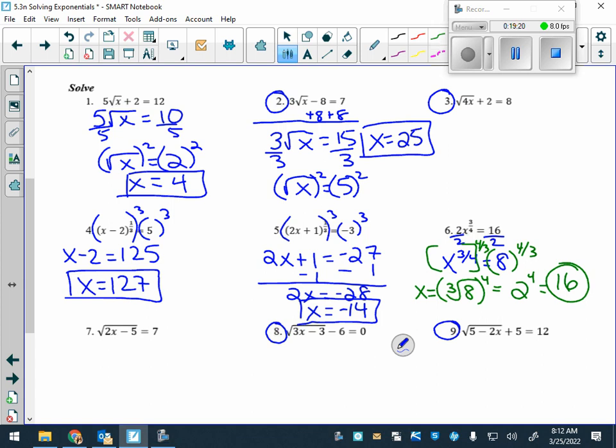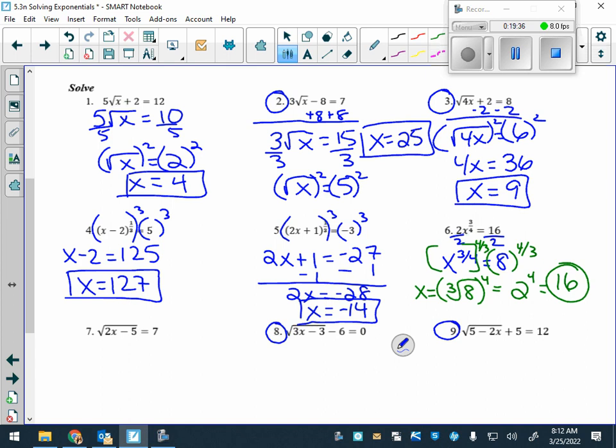X equals 9. Okay, for number 3, you subtract 2. Then you have the square root of 4x equals 6. You have to square both sides. 4x equals 36. X equals 9. Okay. How many of you did get 2 and 3 correct? Okay. Any questions on 2 and 3? Okay. Now let's look at 8.